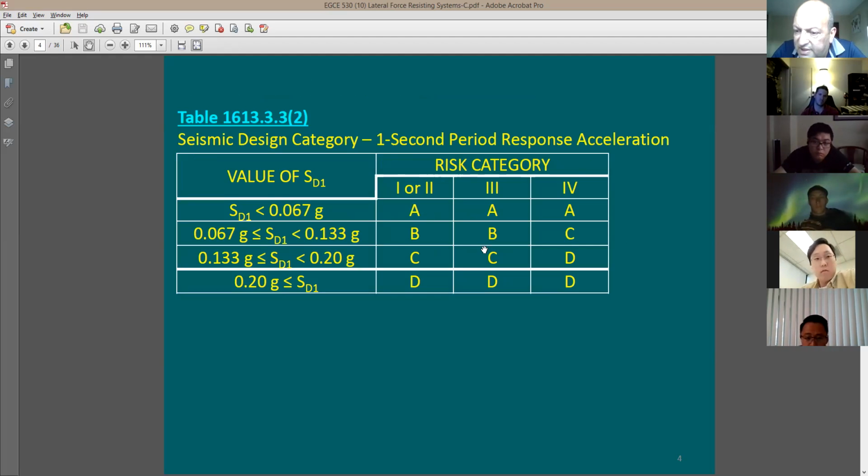So you have here 2 tests or 2 checks. You do the SDS and the SD1. And the one that's going to give you the higher seismic design category, just go ahead and use it. So if the SDS is going to give you a D, and then you try it with the SD1 and it gives you C, it means that you're going to be at D level. This is going to be your seismic design category.